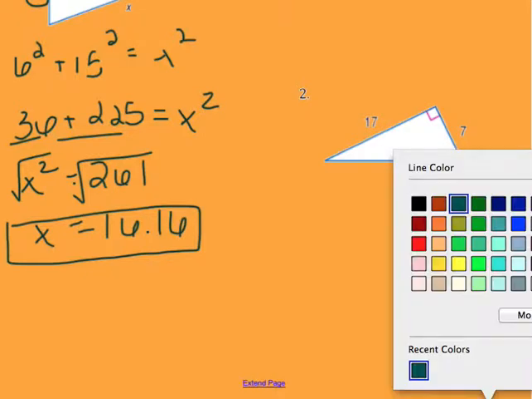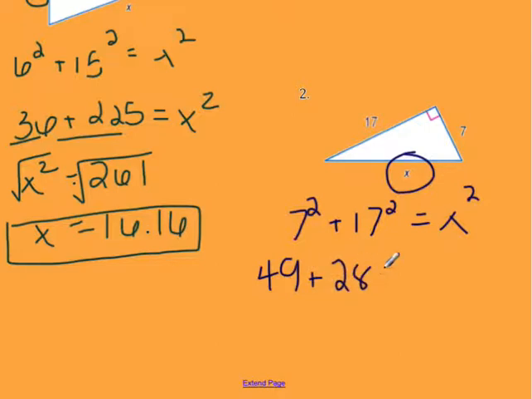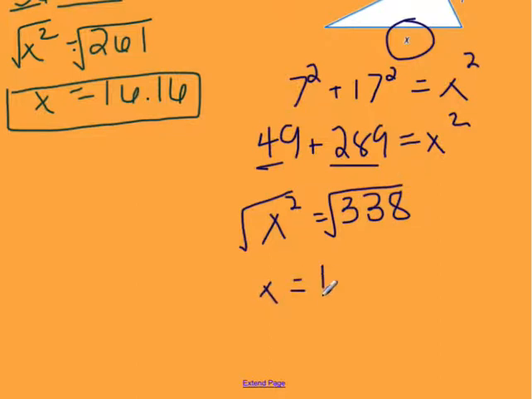Next, let's take a look at number 2. Now what I notice on number 2 is that my hypotenuse is the value that I don't know again. So I'm going to take my two legs and square them, and set them equal to x squared. 7 squared is 49, 17 squared is 289, and x squared is just x squared. So then we get x squared is equal to 49 plus 289, which is 338. So now I want to go ahead and take the square root of both sides. The square root of 338 is 18.38.